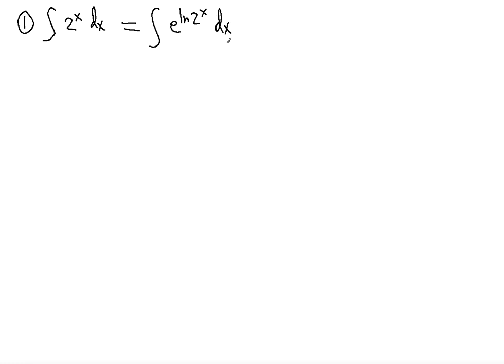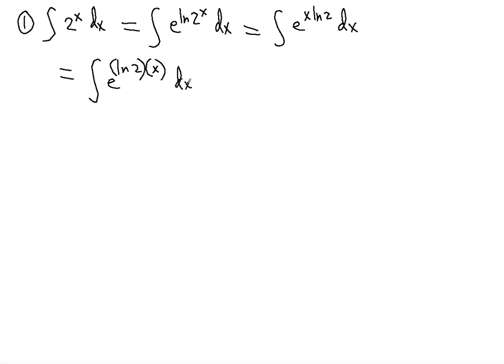And watch my previous video in regards to which identity we have used to transform this into this. And then we can do this further as e to the x ln 2, right? Using the properties of logarithms. So now it's going to be really easy, right? Because you can write it as e to the ln 2 times x, okay, dx.